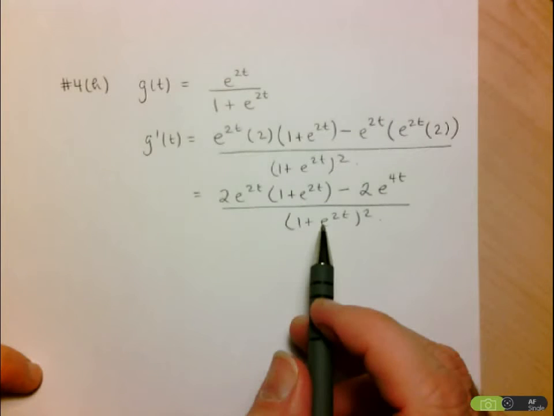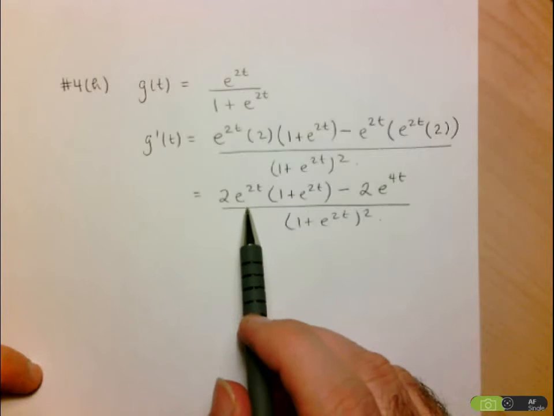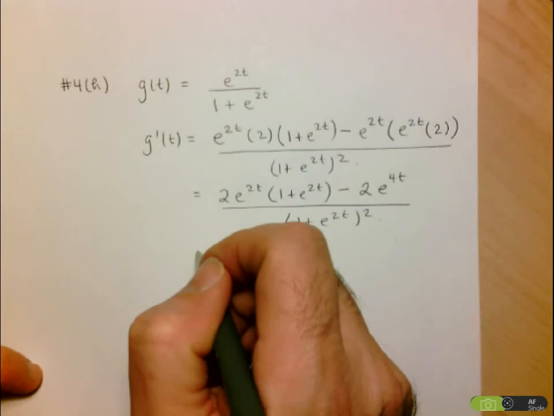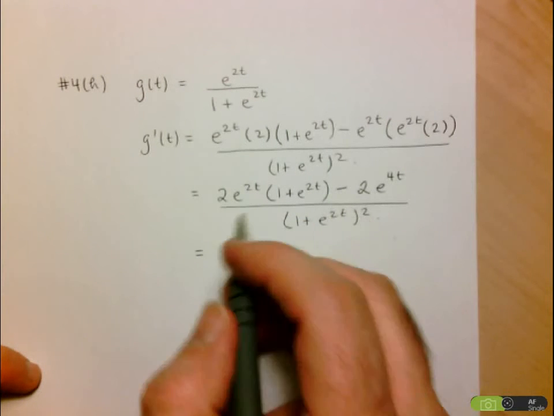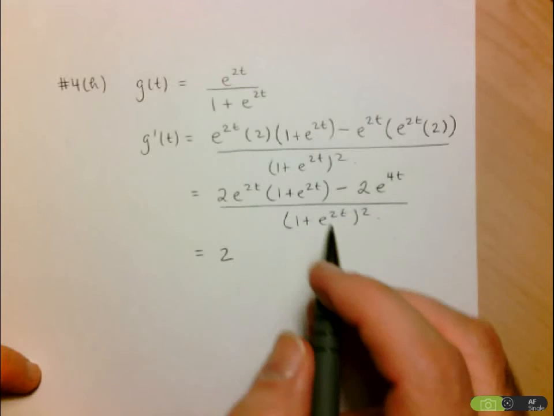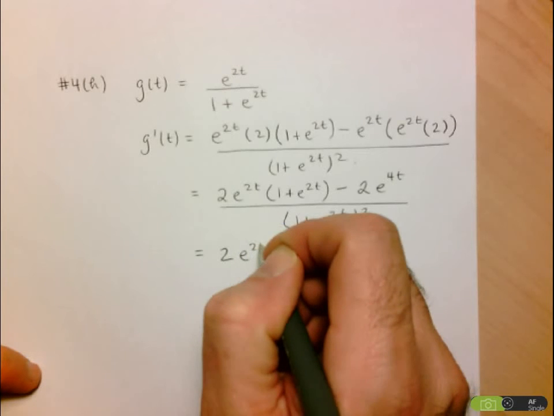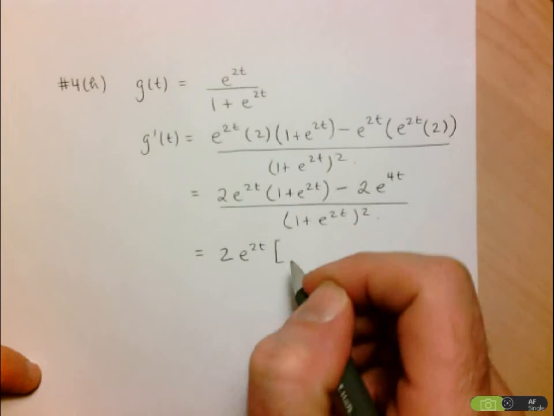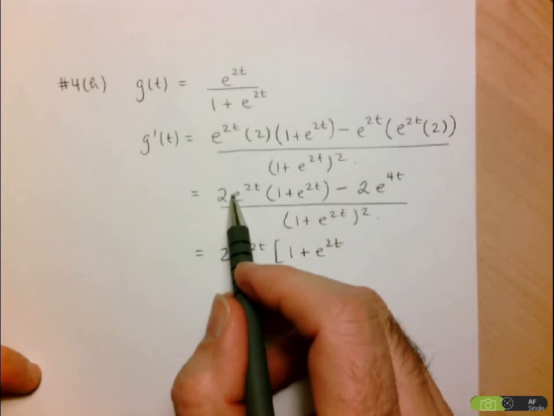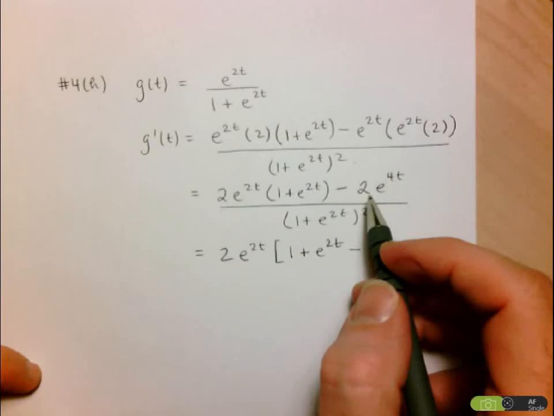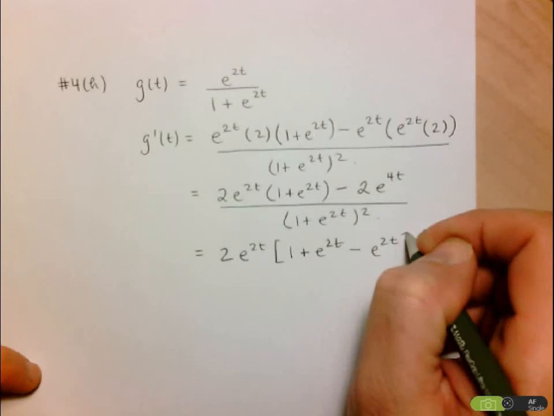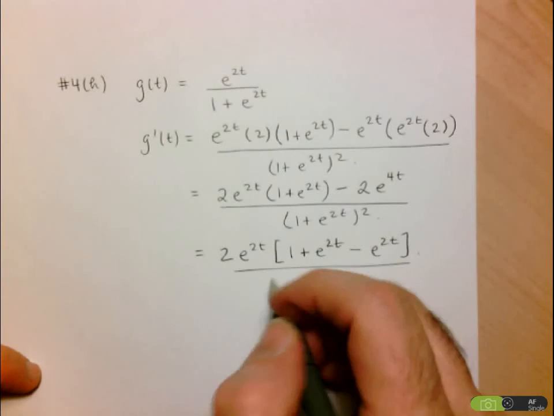If you did want to simplify further, the only thing I can really see that we can do here is some factoring. So if we did want to go further, you can factor out the 2, and we see that both of these terms here have an e to the 2t, so you can factor out an e to the 2t. So what are we left with? We're left with 1 plus e to the 2t from this first term, and then here we're left with an e to the 2t.